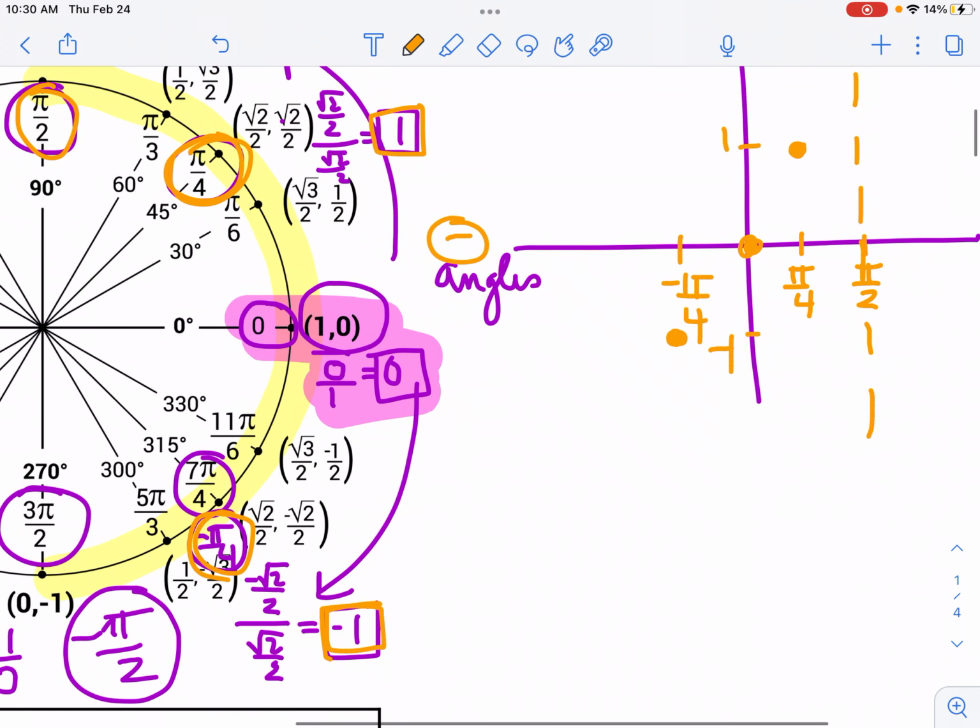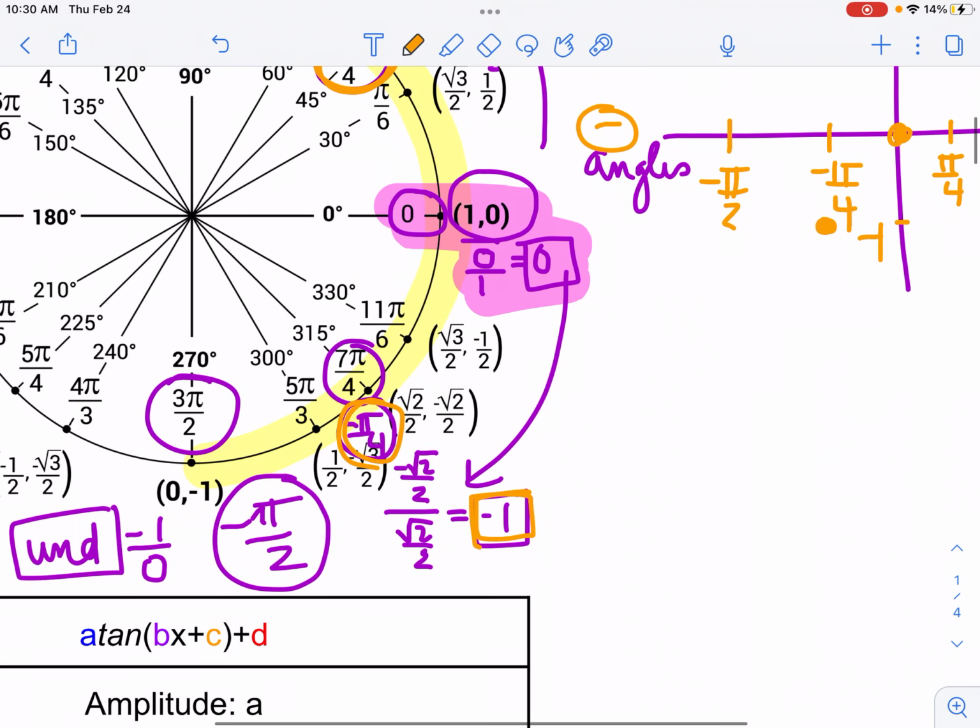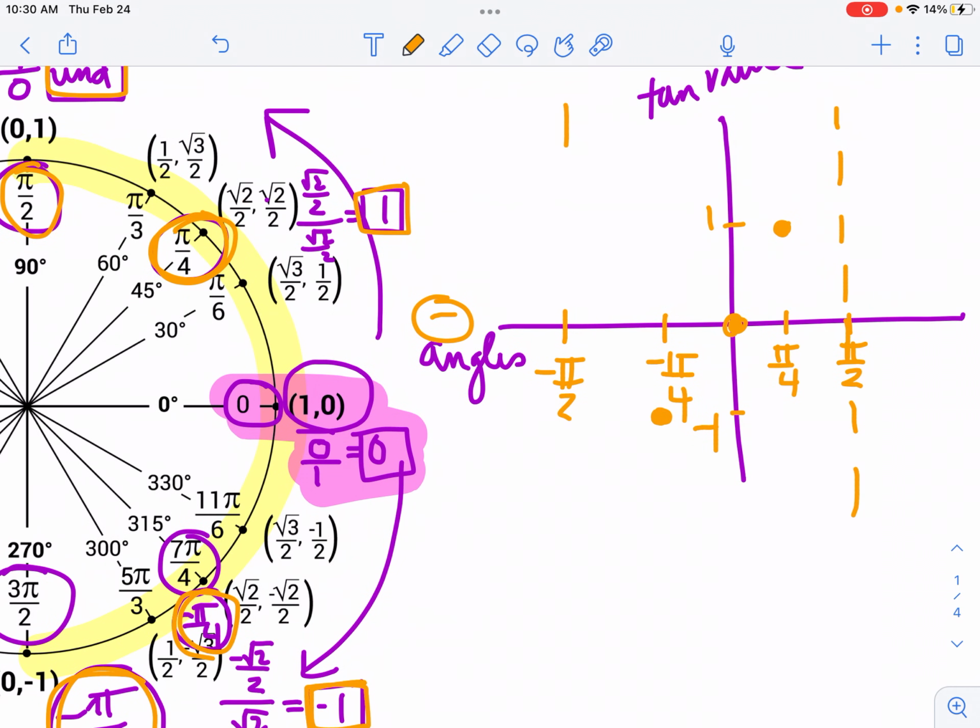And our very last step is going to be negative pi over 2. That's this one right here. And remember, that one was also undefined. So we've got an asymptote there. Okay? And this is it. We'll repeat the pattern in just a second.